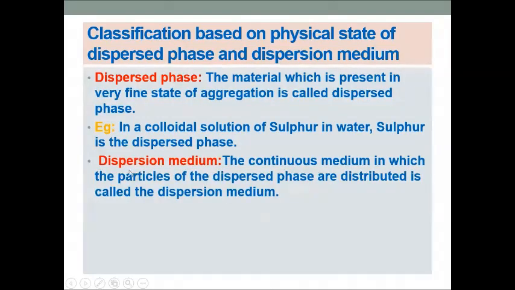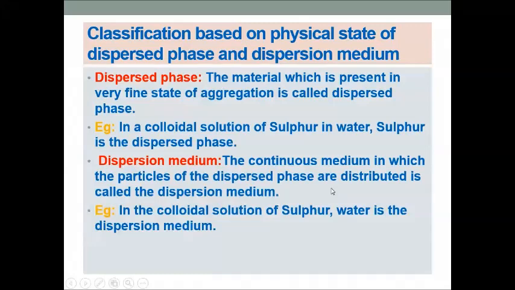It will be acting as the dispersion medium. So next we have the dispersion medium's definition. That is the continuous medium in which the particles of the dispersed phase are distributed. The continuous medium in which the particles of the dispersed phase are distributed is called the dispersion medium. The same example, if we are taking the colloidal solution of sulfur in water, which is acting as the dispersion medium? The water will be acting as the dispersion medium.